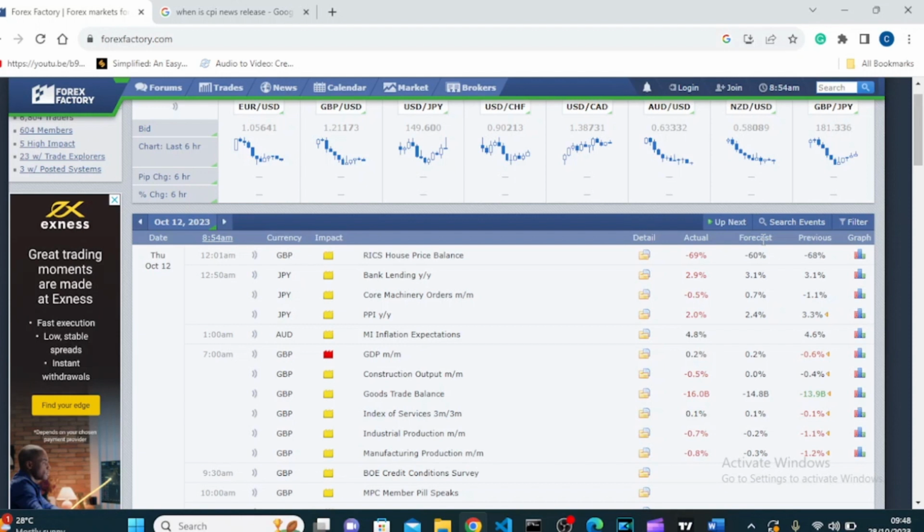But sometimes the forecast can be very far from the actual outcome of the news. Like here, this housing price balance for GBP, you can see the previous was -68, forecast was 60, and then the actual was 69. So you can see the difference between the actual and the forecast, right? So what I want you to take note of is that here is actual, and here is previous, okay?